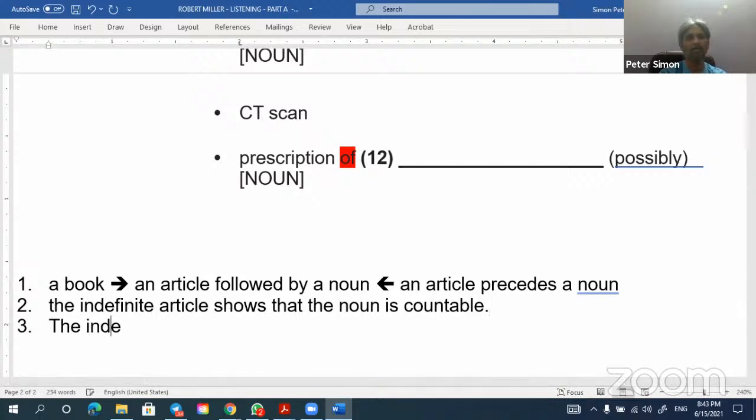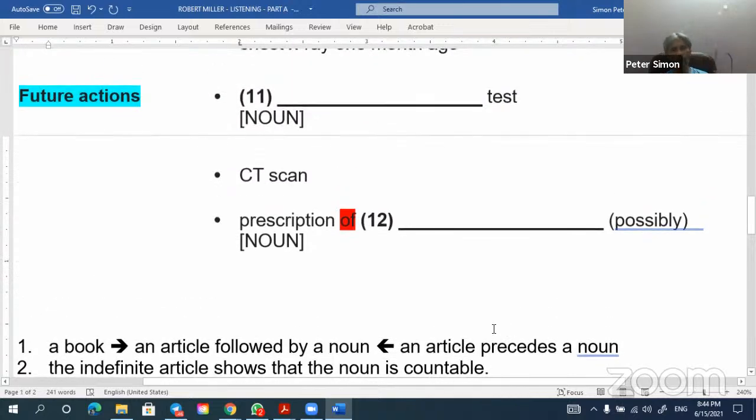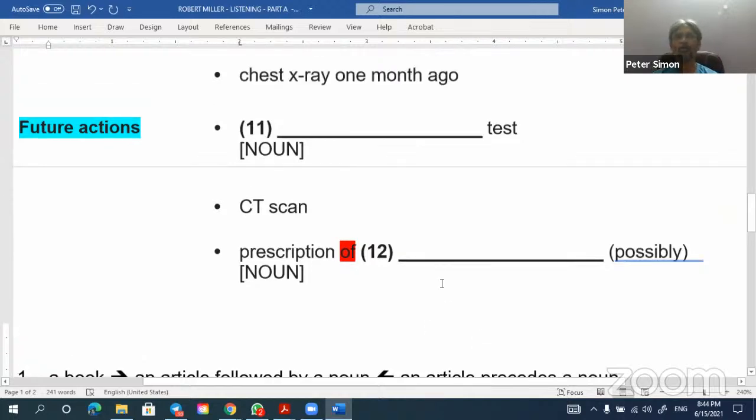The indefinite article shows that the noun is singular. Right, so this is how you have to devise your own points. There are a number of rules. Every day I'll give you certain rules, a few at a time, and we can go ahead with that.